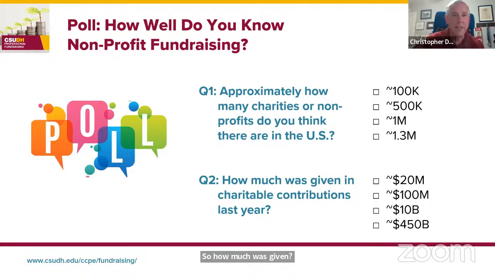Was it 20 million, 100, 10 billion, or 450 billion? It was actually 450 billion. So if you chose the number 4 each time, or the last one, you got it correct. Did these answers surprise you? Many don't realize how big the nonprofit sector is. So we've looked at that. Let's go to the next.